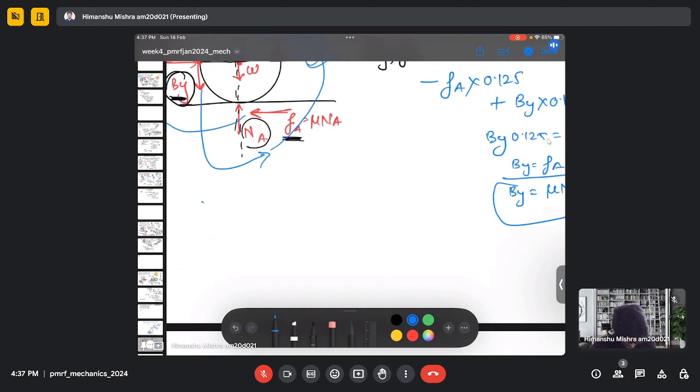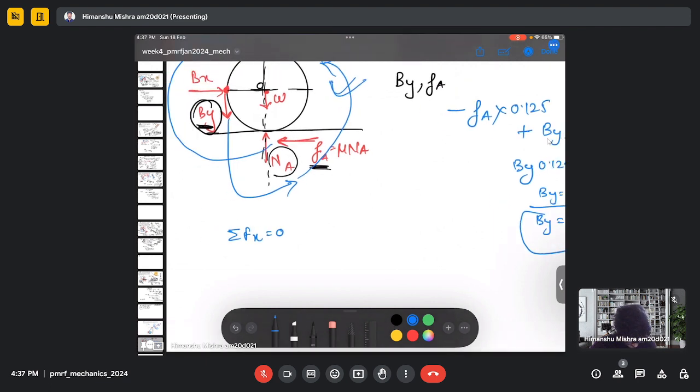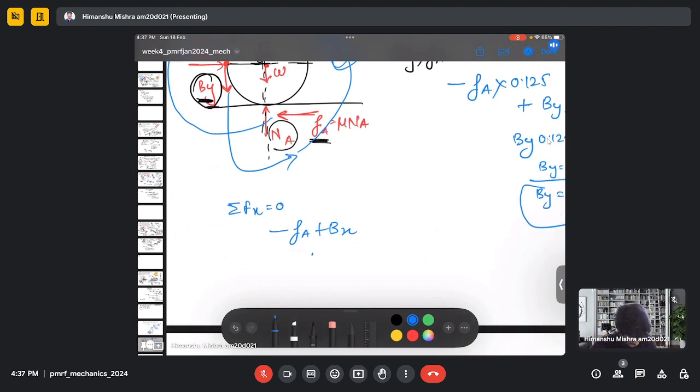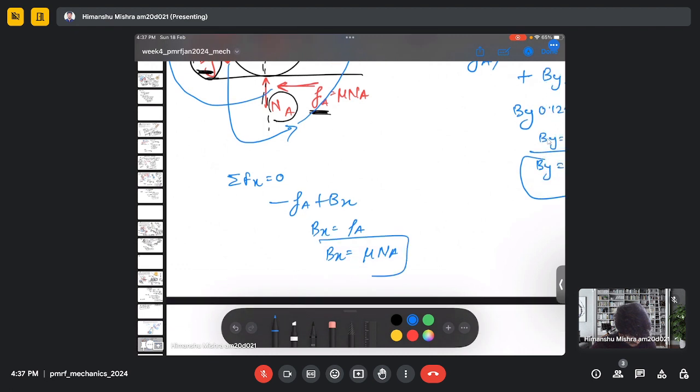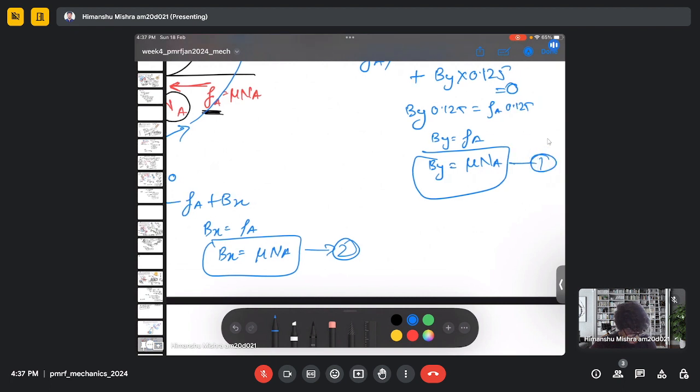So to know NA, let's take the summation of force in the horizontal direction. So here we will have minus FA plus BX. So my BX will be FA. So BX will be mu NA. And this is my equation 2. So from equation 1 and equation 2 we can see that By will equal Bx, which is equal to mu NA.